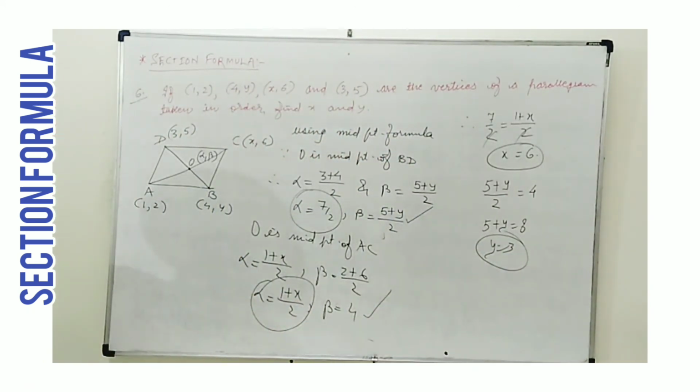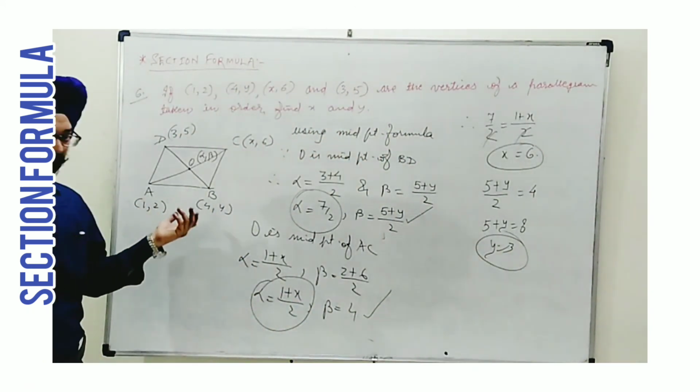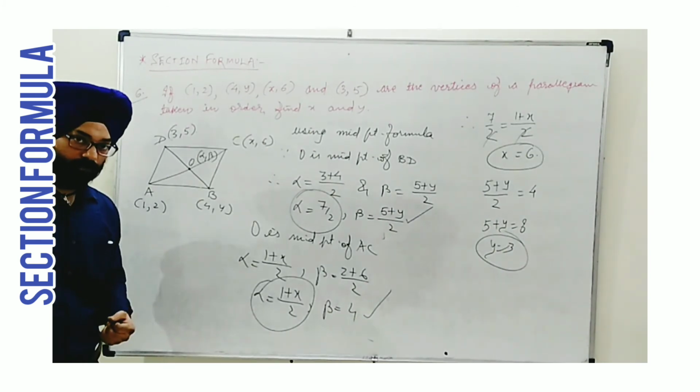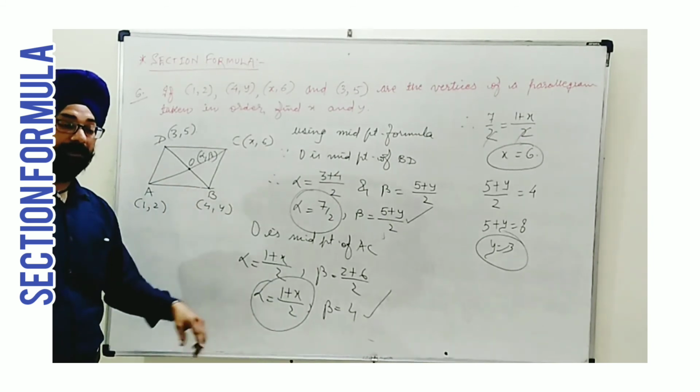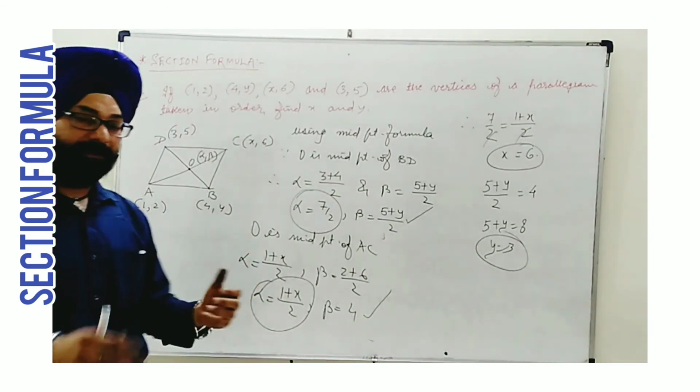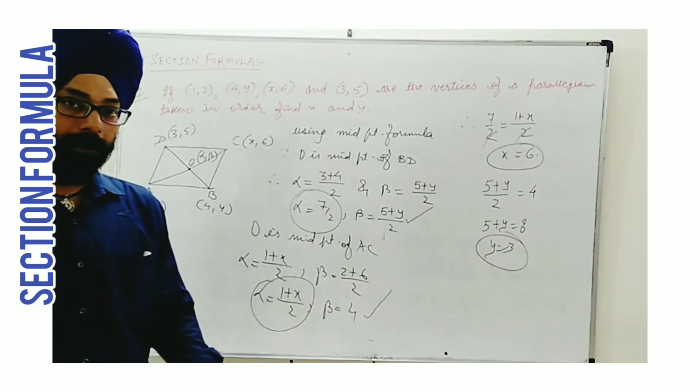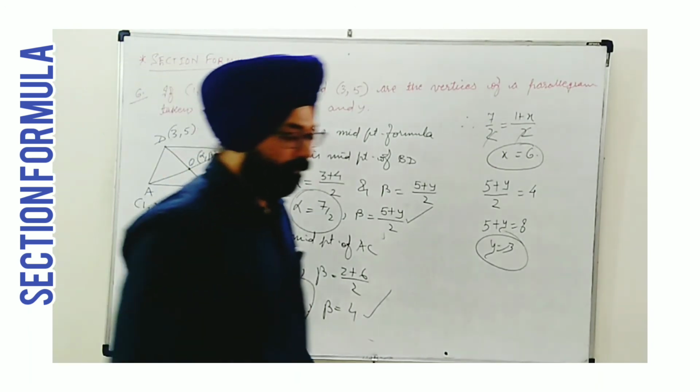So whenever there is a parallelogram or its type, rectangle, rhombus or square, these diagonals will bisect each other. So this point will be considered to be the midpoint, and this is the best option to apply the midpoint formula. Okay, we'll see more examples.